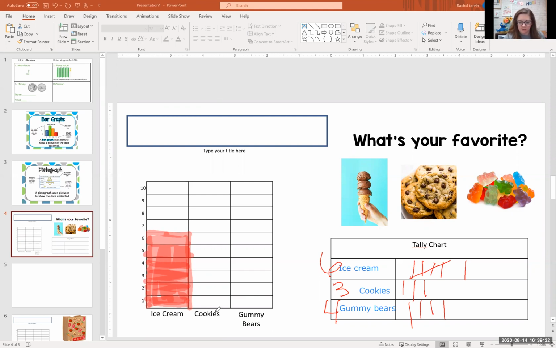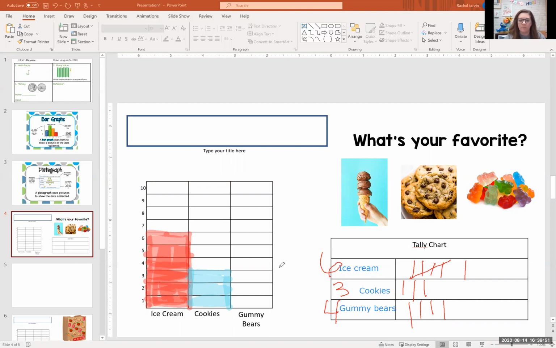So cookies, let's look. Cookies, make sure my label's correct. I look over here, cookies. I look over here, cookies. All right, they're the right labels. I have 3 cookies. So again, I'm gonna make my bar first and go up to 3. There's 3, so I know I'm coming over 3 and go down. I'm gonna color it in again. 1, 2, 3.